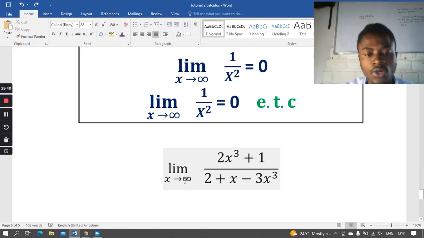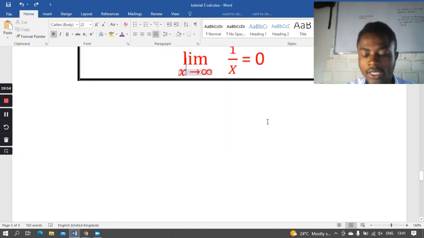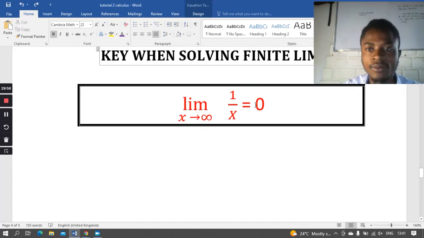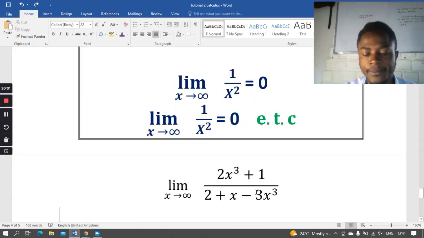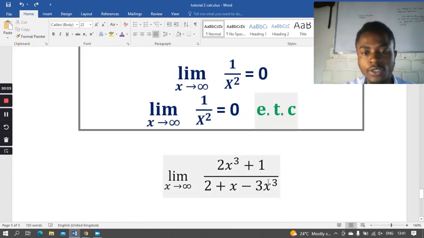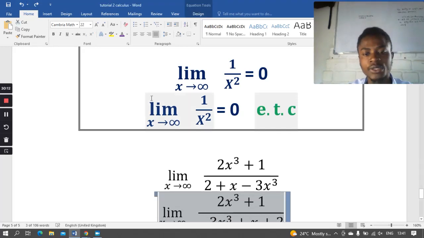So our example is the limit as x approaches infinity of (2x cubed plus 1) over (2 plus x minus 3x squared). So the key, as I have said, for this type, is this one. This is your key. Okay, so what are we going to do? I'm going to rearrange the denominator.